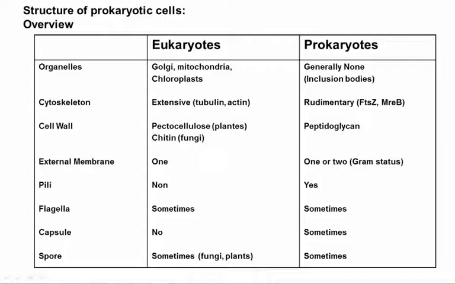Pili, these hairs that you can see on the outside of the bacterial cell. Strictly bacterial. Yeast don't have them. We don't, amoeba don't have them. Animal cells don't have these things. Flagella. Okay, sometimes in bacteria, sometimes in eukaryotes, but again, not the same structure at all. These are not homologous structures. Capsule, not really in eukaryotes. Some bacteria have them. Spores, some bacteria, some eukaryotes. Again, not really homologous structures.